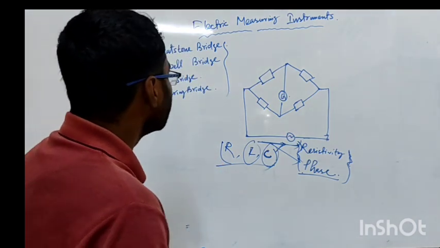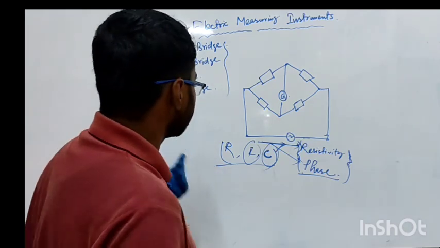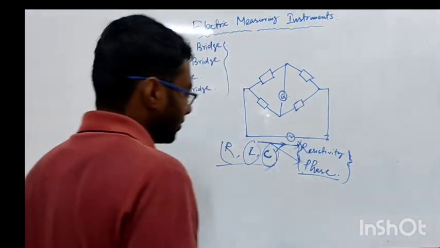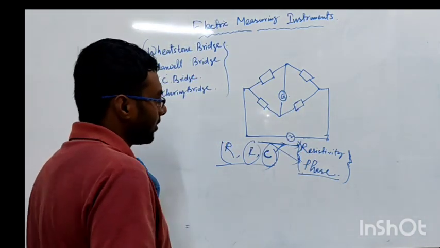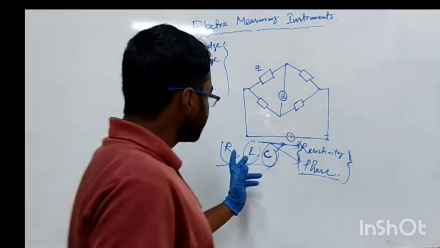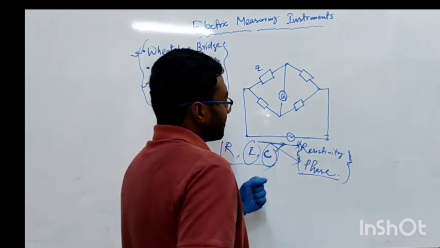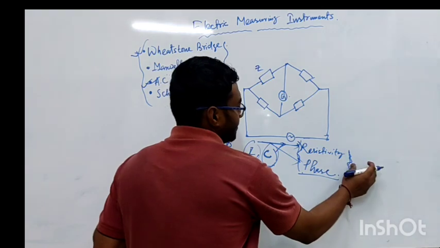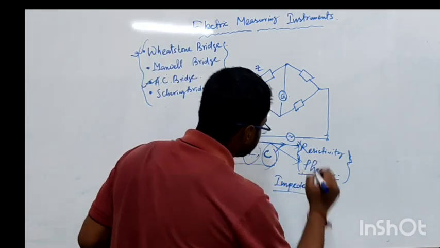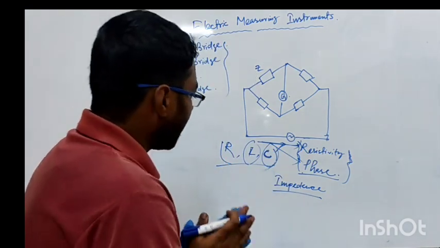So for that case, what will be the null condition or nullity condition of this diagram? Here also we apply the KVL and KCL rules, and we already know from the previous figure what the null condition is. Now let us consider these two effects, resistivity and the phase between voltage and current. These two effects are called the impedance of a circuit, or impedance of an element.